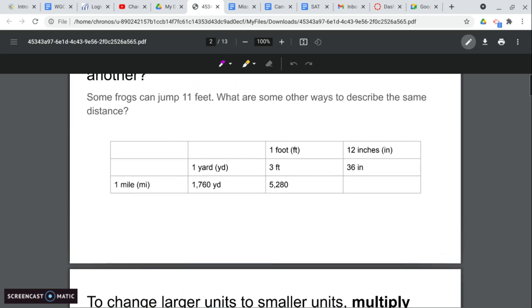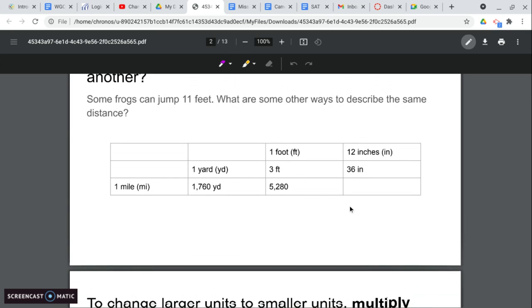So you need to have this written down, all of this. 1 mile equals 1,760 yards, which equals 5,280 feet, which equals 63,360 inches. 1 yard equals 3 feet, which also equals 36 inches. And 1 foot equals 12 inches. So you're going to be doing conversions, going between these. So you need to know all of these values so you know what to either multiply or divide by.